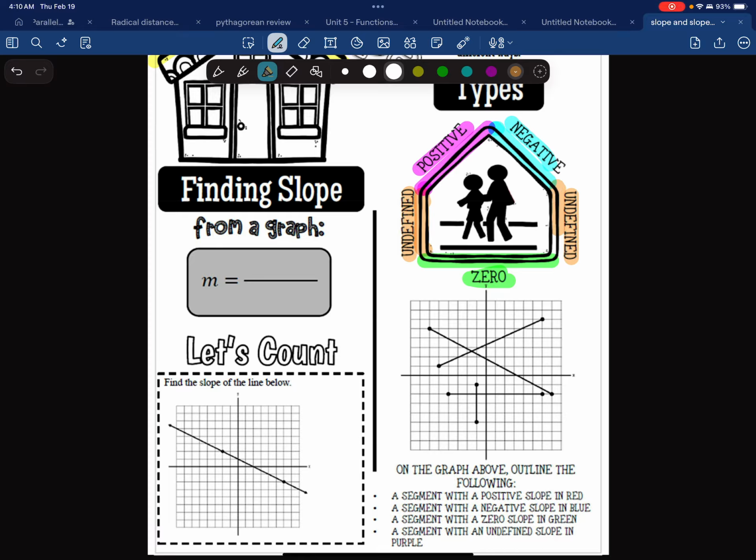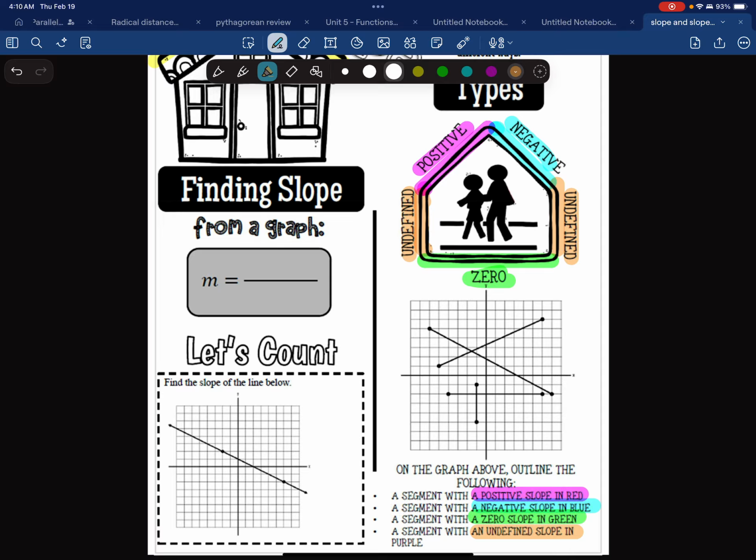I want you to take a minute and look at these lines over here and highlight them. I tried to keep it as close as I could, but I don't have a purple highlighter. I did positive in pink, negative in blue, 0 in green, and I did undefined in orange. So take a minute and do that.